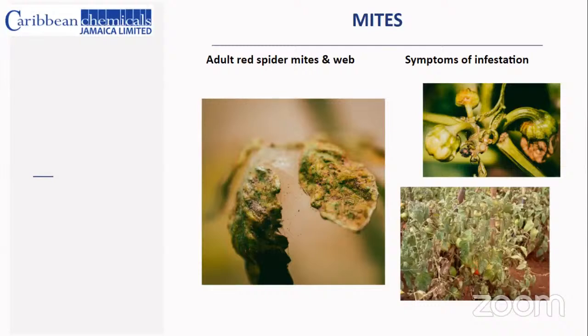So just for a quick recap, mites are very small. Oftentimes they can be overlooked. So it's very important for us to be able to identify the signs of mite presence in the field. An early sign, you might realize that there's some amount of bronzing on the leaves of the plants. The leaves don't look as green.